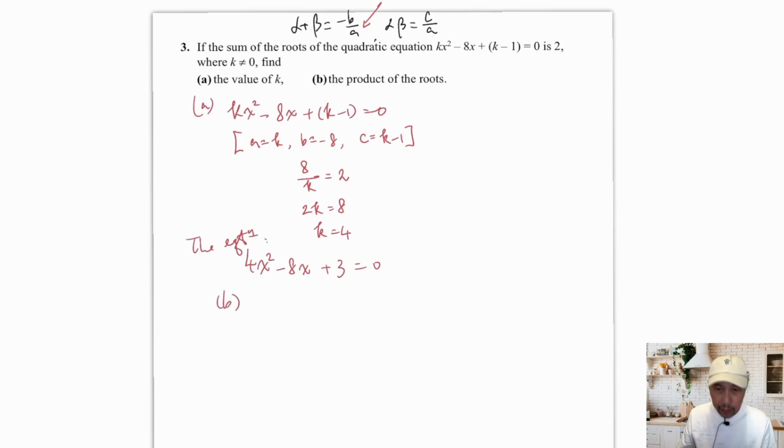In part B, we need to find the product of roots. According to the formula, the product of roots should be equal to c over a. Okay, c now is 3, a is 4. So we have the answer 3 over 4.